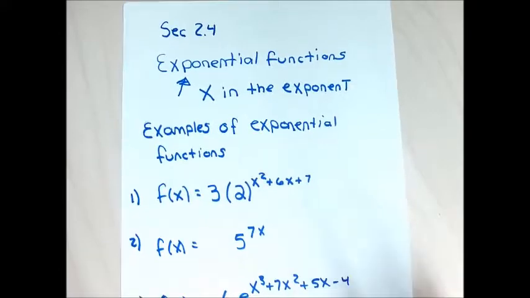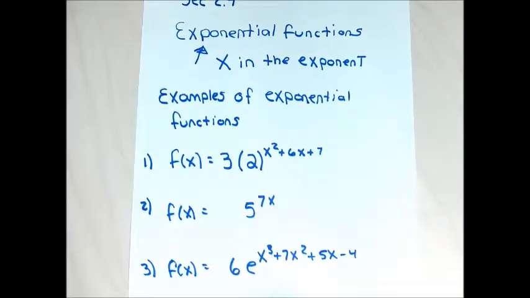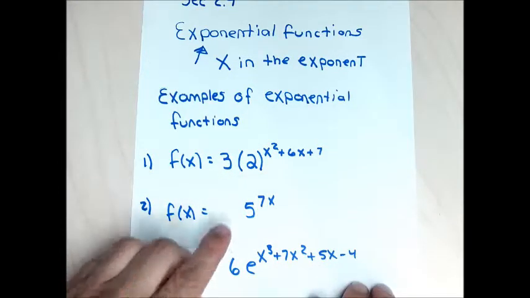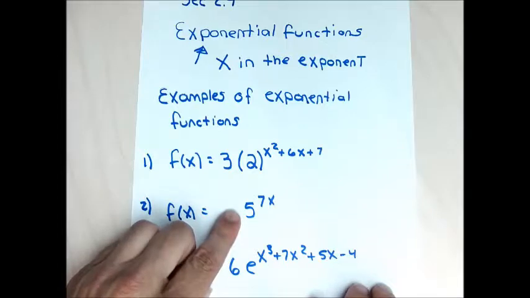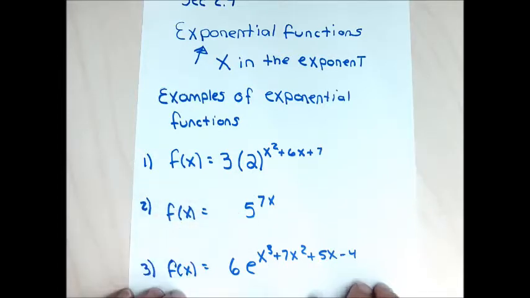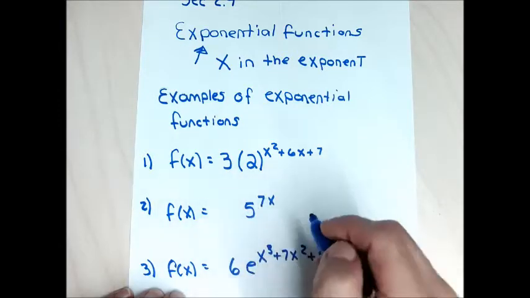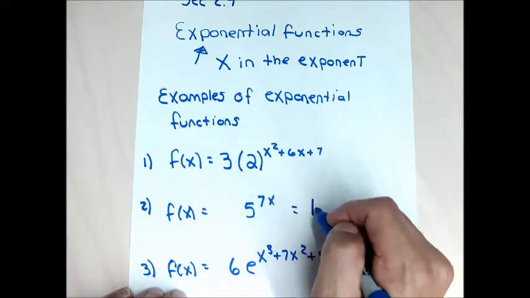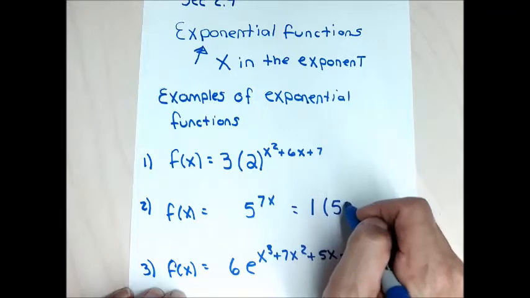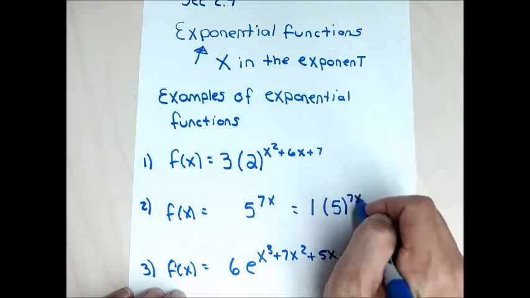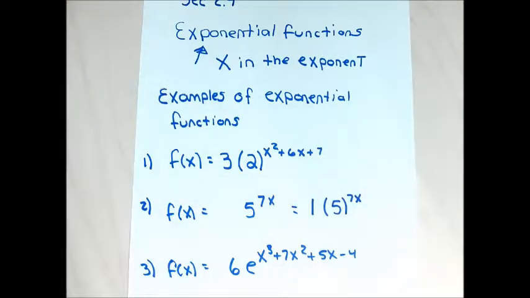So these are all exponential functions, specifically because the x's are all stuck in the exponents. The middle problem, I don't have a coefficient. The base is 5, but there's not a coefficient. There's an implied coefficient of 1 here. This is really the same as 1 times 5 to the 7x. So each one of these is just a simple exponential function, and derivatives of exponential functions are super easy.